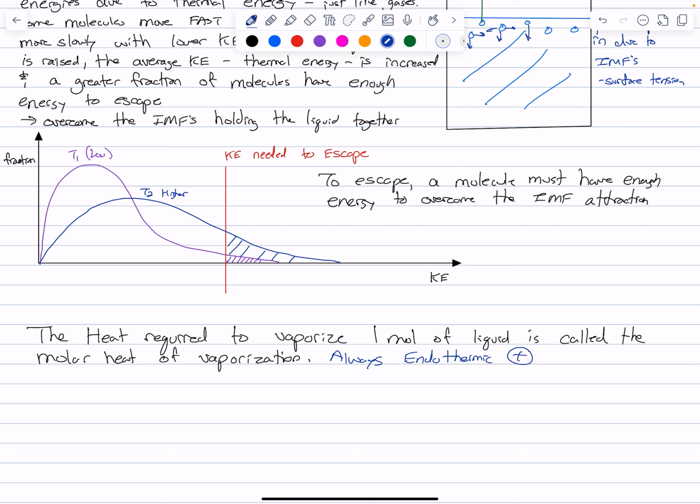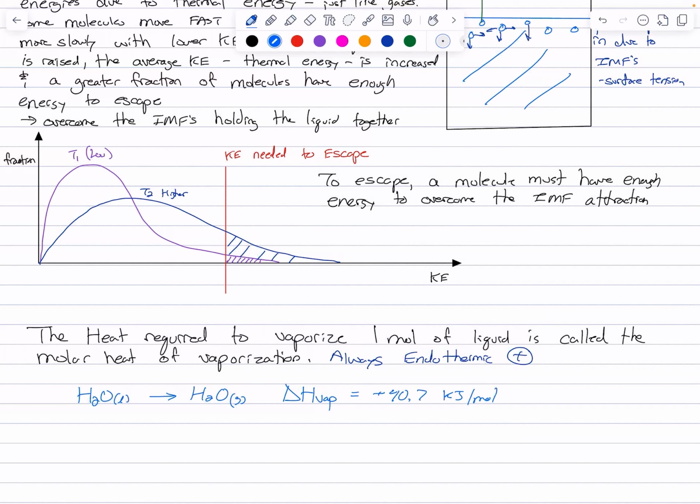or positive. All right. So for example, H2O liquid going to H2O gas, delta H vap is equal to positive 40.7 kilojoules per mole. So that's what it takes to vaporize water, 40.7 kilojoules for every 1 mole.